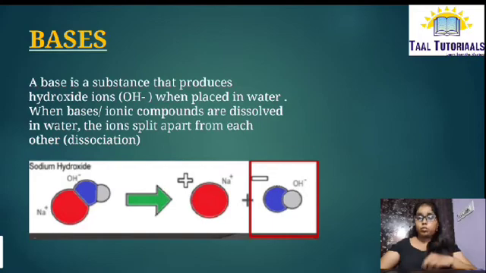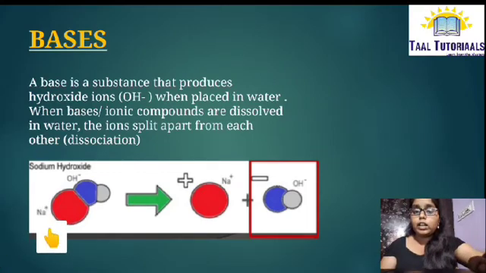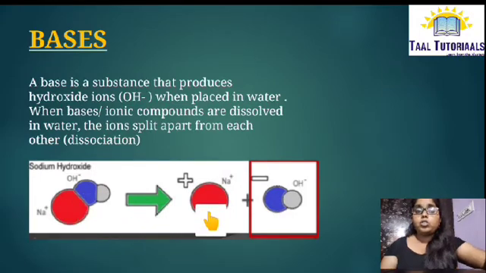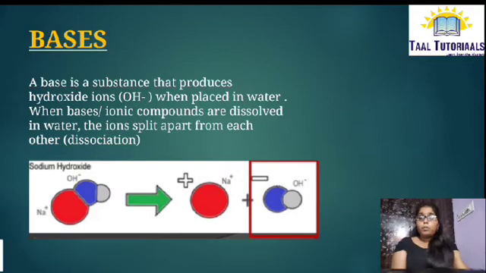When placed in water, these base compounds are dissolved in water and the ions split apart from each other. This splitting is known as dissociation reaction. Here there is an example, sodium hydroxide, splitting up into sodium and hydroxide ions. This splitting up of ions is known as dissociation reaction, where one reactant is splitting up into two or more substances. This is a chemical dissociation reaction.